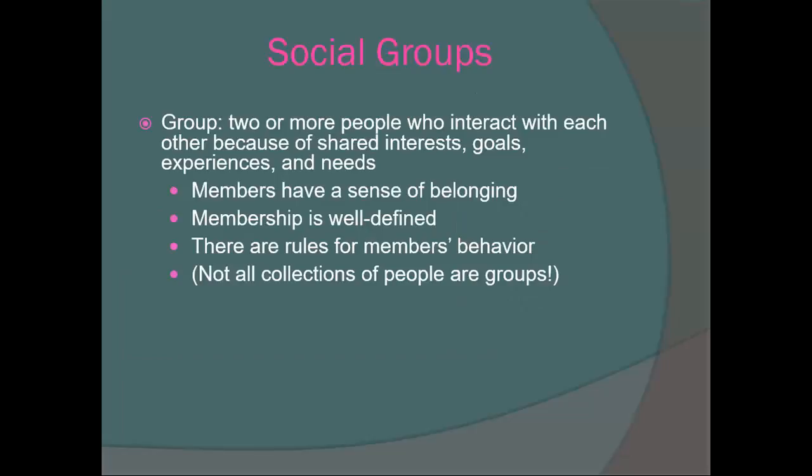Social groups we'll talk about more in Chapter 5, so this is just a brief discussion on groups. A group is two or more people who interact with each other because of shared interests, goals, experiences, and needs. So we see people in other places, and we have a different idea about what group is maybe before this class, and outside of sociology we might see a bunch of people in a supermarket and call that a group of people, but in sociology we don't call that a group of people. We call that an aggregate because the people aren't there with a sense of belonging to being there. Their membership isn't well defined. There aren't a lot of rules for the behavior. They're not there because they want to be together.